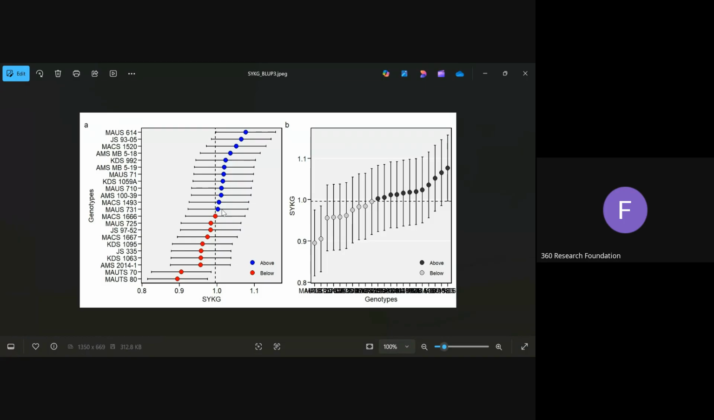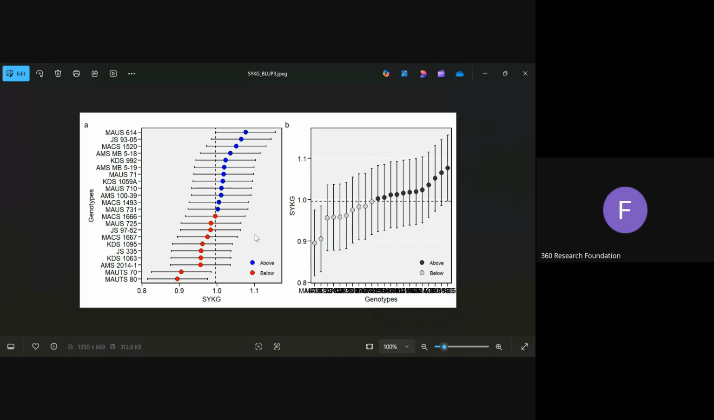So that is the ranking of genotypes. Here you can see these dots are the genotypes. What about these bars? These bars are called error bars.